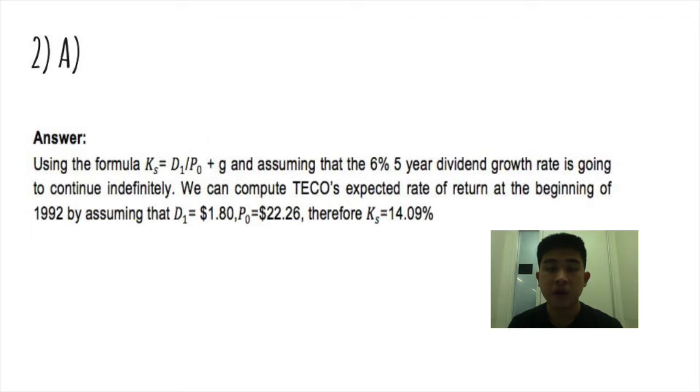Question 2A. Using the constant growth model's formula, dividend per share over initial stock price plus growth, we can determine that dividend per share is $1.80, initial stock price is $22.26, and growth from the 5-year dividend is 6%. Therefore, the expected rate of return will be 14.09%.